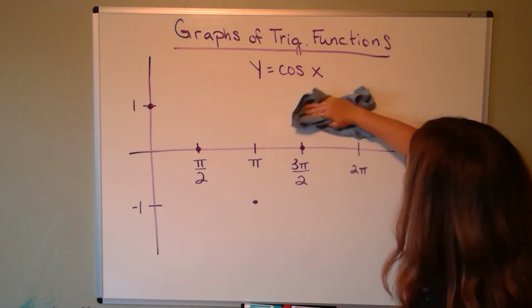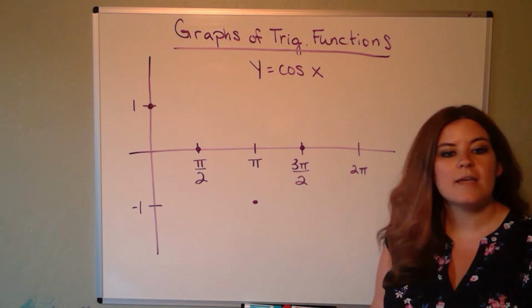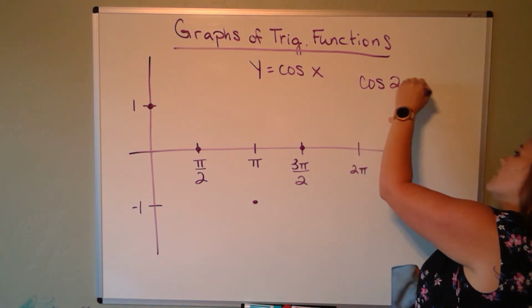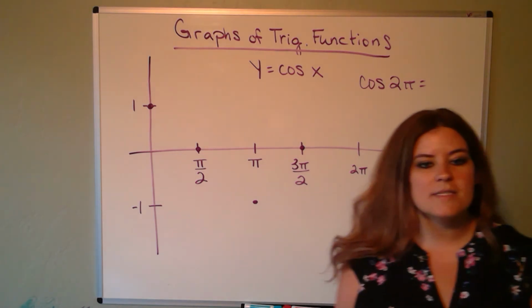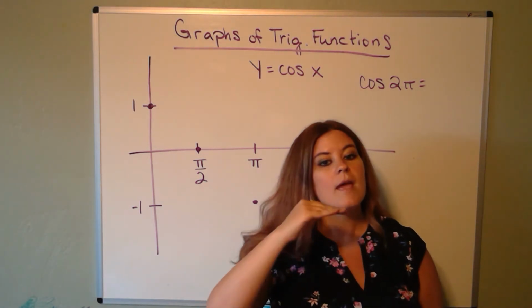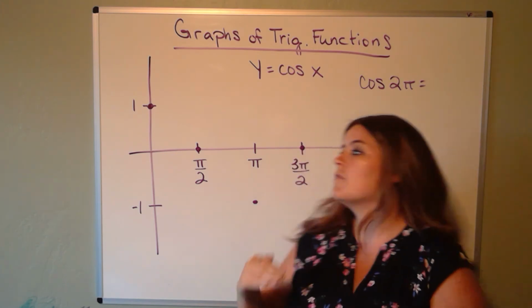And you guys, once we go back around to the 2 pi and you're looking for the cosine of 2 pi, remember, it's going to be the same as 0 because it's coterminal. It's just gone a whole rotation, and we're back to that cosine of 1.